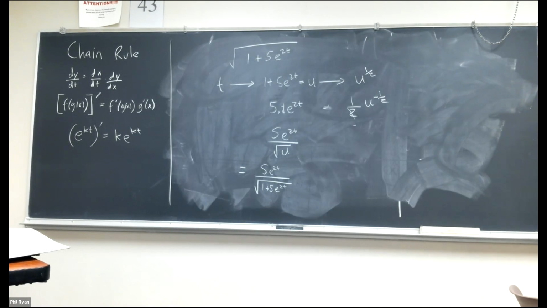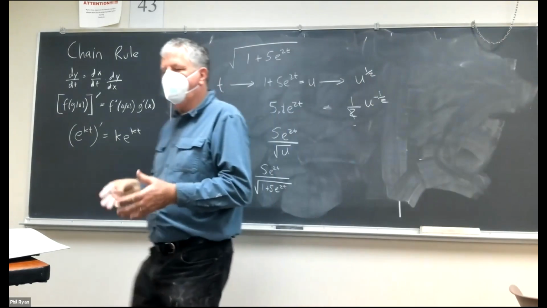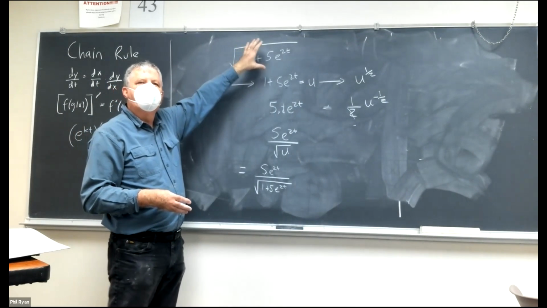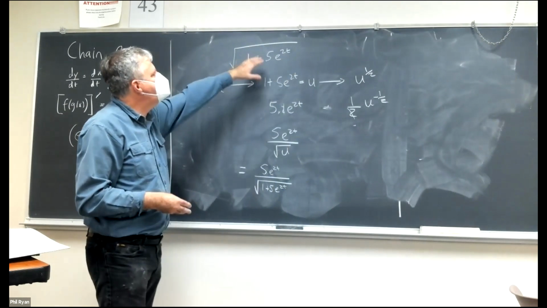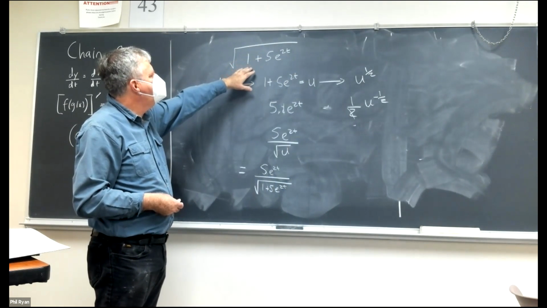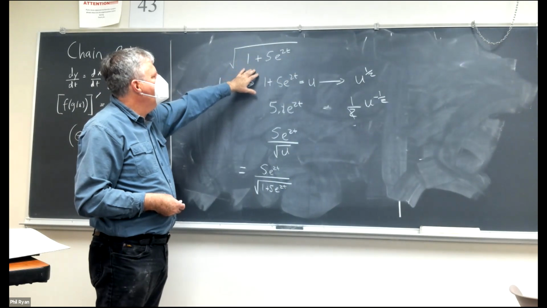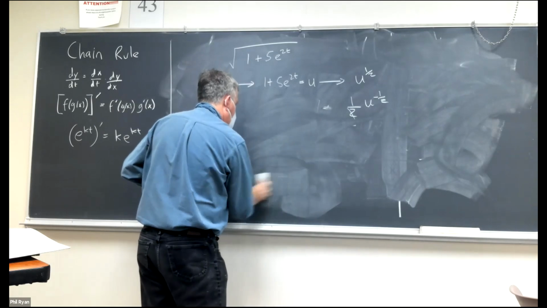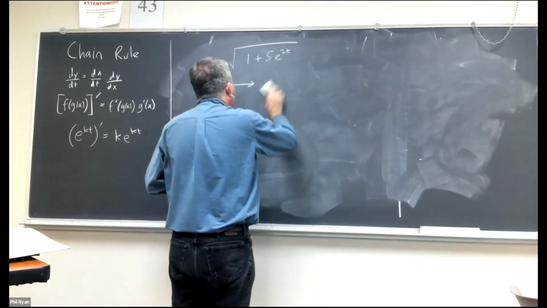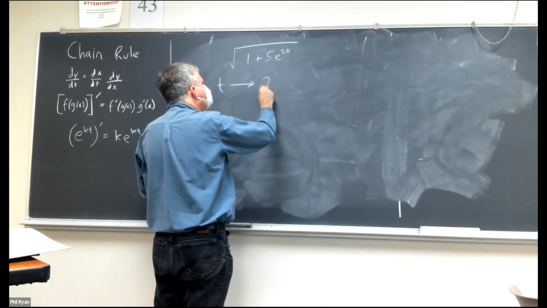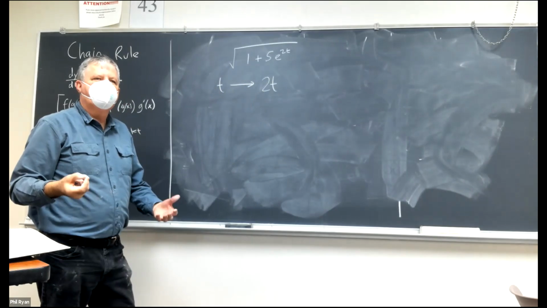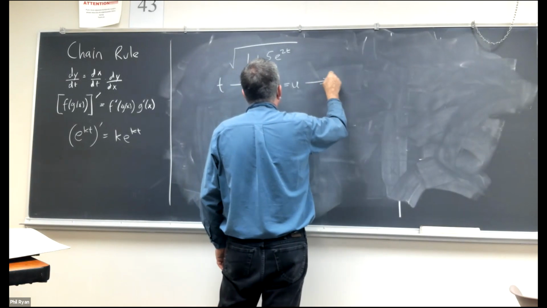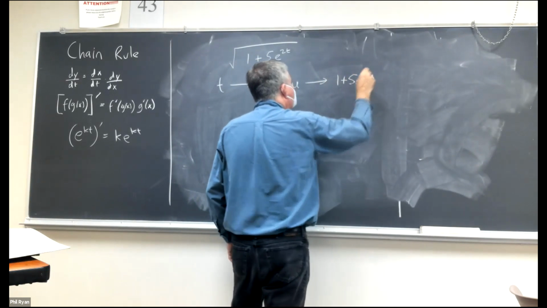And so, using that, as long as you just follow the rules, you can get quite complicated looking things and you can take the derivative of this. Actually, this is an example of a longer chain, because what we could have done is this way. It's the same answer. So I could have gone from t to 2t. I let that be u, and then I take that to 1 plus 5e to the u.